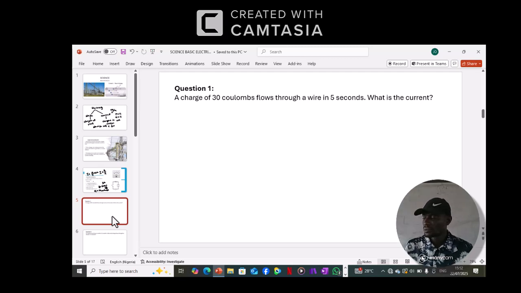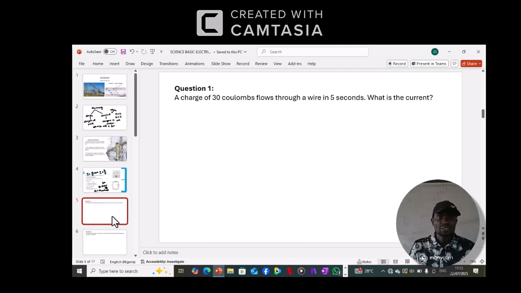Before we continue, let me show you again the ammeter. This is the ammeter. We use it in the laboratory to carry out experiments, to measure the current that flows through a particular circuit. All right. Now let's deal with this question.